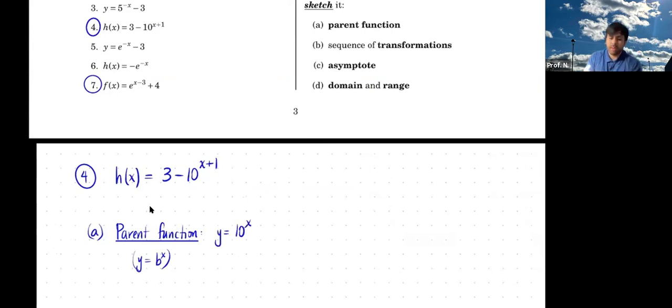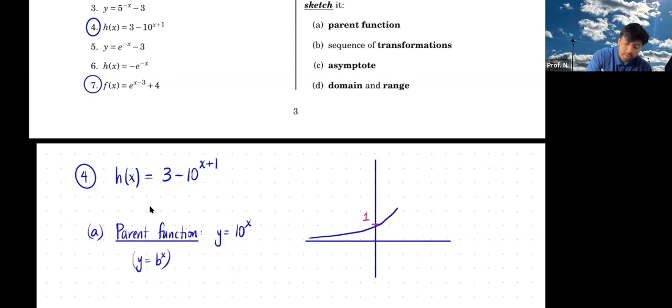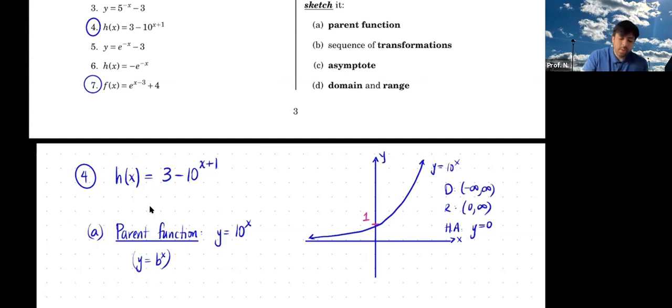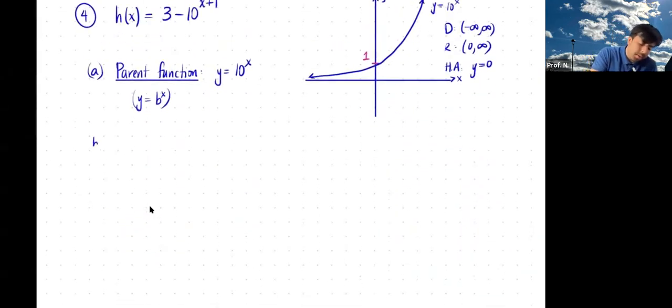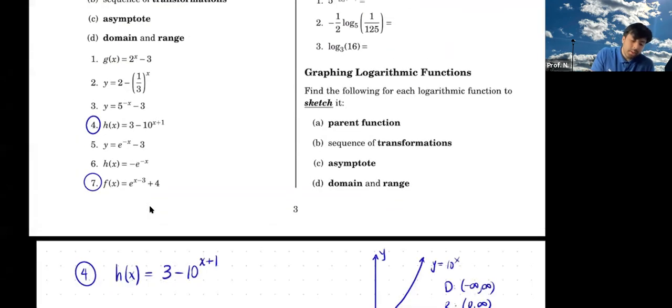That's the basic one. And it's just good to draw it out and have everything that you need to know for this. So we need to know that it crosses the y-axis at 1. This is y equals 10 to the x. It has my domain being negative infinity to infinity. It has my range being above 0. And it has the horizontal asymptote y equals 0. So these are all the facts for the parent function, and I'm going to use that later. So I have parent function done.